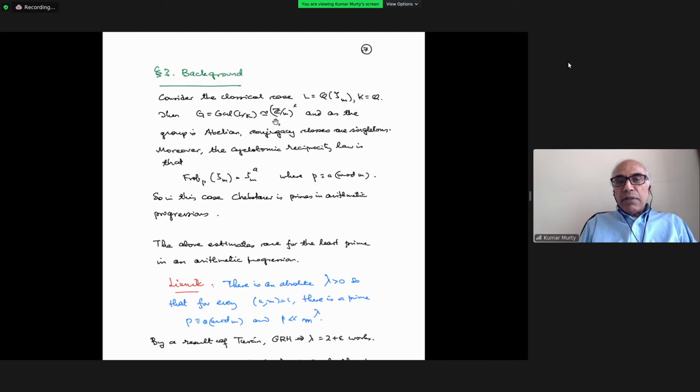So then the Galois group is Z mod M star. And this is abelian. So conjugacy classes are singletons. And every conjugacy class therefore corresponds to an element of this Galois group. And the elements of this Galois group are what? If I have an A mod M here, then it's the automorphism that sends zeta M to zeta M to the A. That's what the cyclotomic reciprocity law, which is kind of a tautology, tells you.